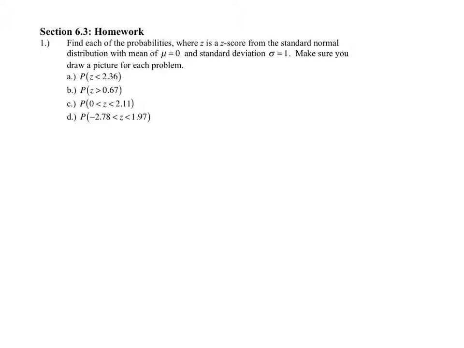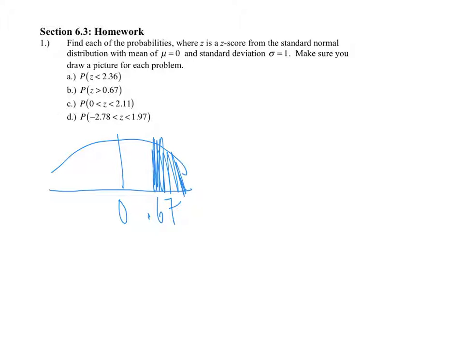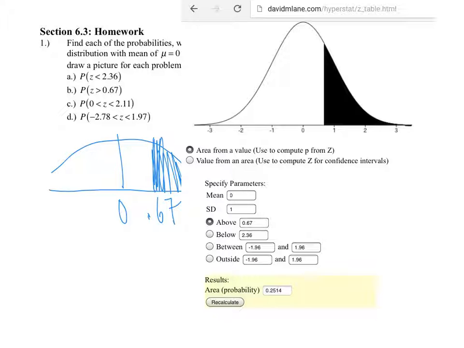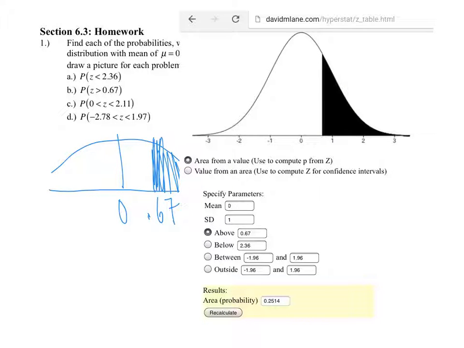So now I'm looking for the probability of getting a z-score that's bigger than 0.67. So I'm looking for greater than 0.67. So if I add in that screen capture that I did of the applet, I'm getting a probability of 0.25.